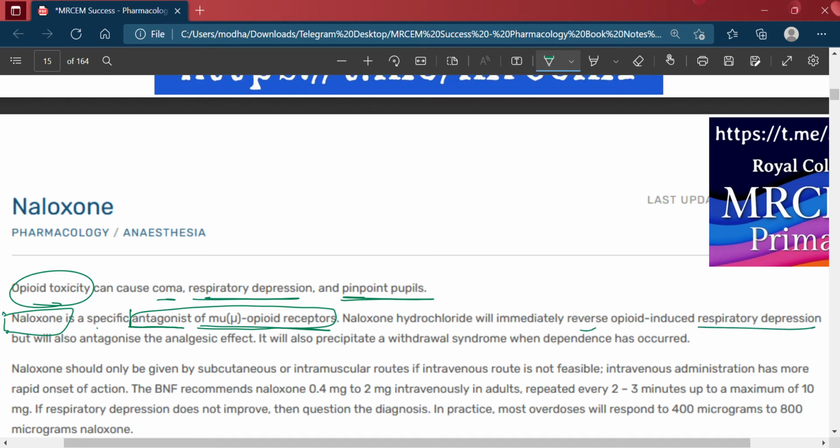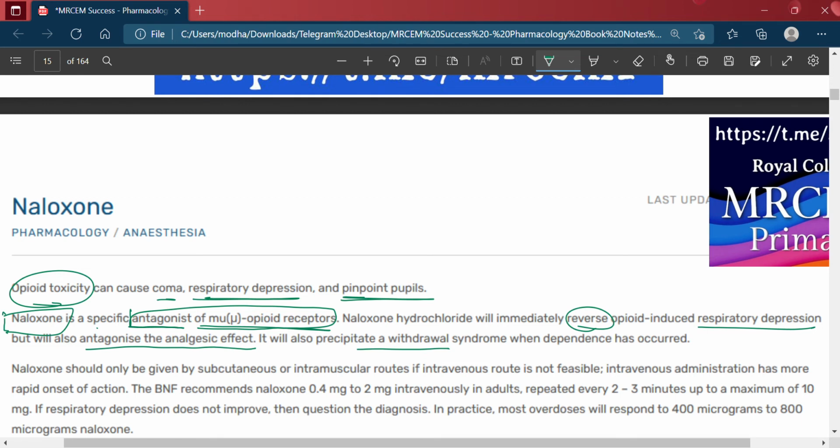It will immediately reverse the opioid-induced respiratory depression, but will also antagonize the analgesic effect. It will also precipitate withdrawal syndrome when dependence has occurred.